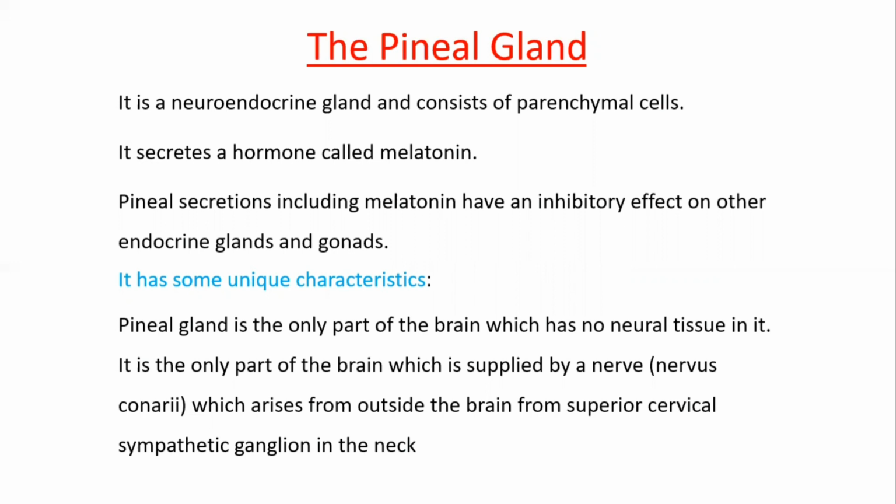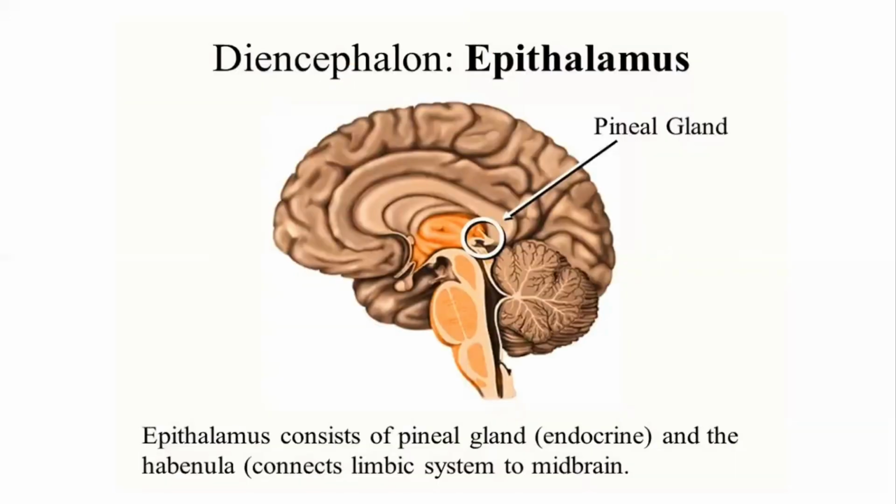This is the only part of the brain that does not have neural tissue in it, and it's the only part of the brain which is supplied by a nerve called the nervus conarii, which arises from outside the brain, from the superior cervical sympathetic ganglion in the neck. So this is another view of the epithalamus, and this is the pineal body or the pineal gland.